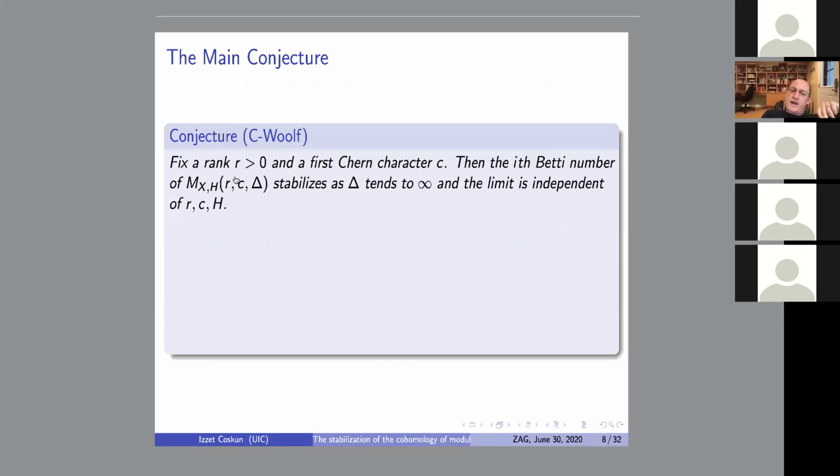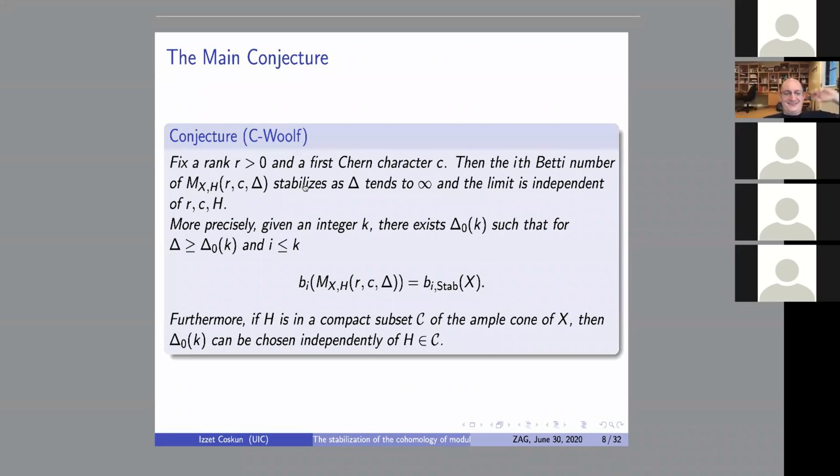Okay, so again, what we observe for the rank 1 case should happen in higher rank, and moreover, the stable Betti numbers should not depend on the rank. And I think that's probably the most interesting part of that statement. And you can be more precise about this thing. You can say, given an integer k, there exists some discriminant such that as long as you're bigger than that discriminant, then this moduli space has the same stable Betti numbers that you get for the rank 1 case. And you can choose this thing uniformly depending on some compact subset in the ample cone and not independently of H or things like this, okay?